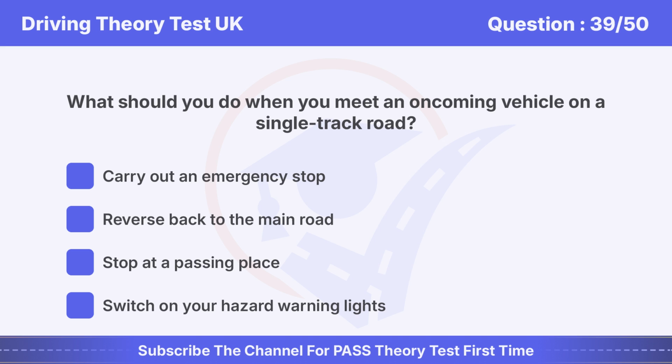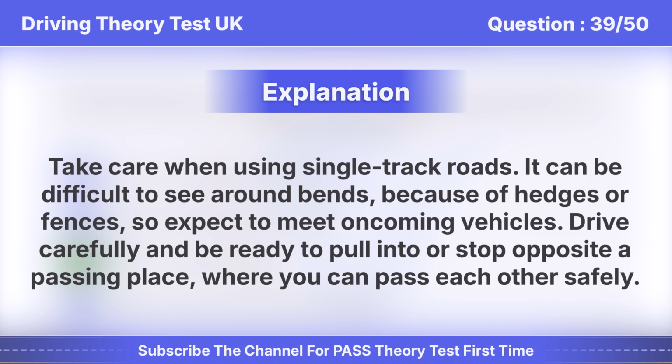Question 39. What should you do when you meet an oncoming vehicle on a single-track road? Answer is C. Stop at a passing place. Take care when using single-track roads. It can be difficult to see around bends because of hedges or fences, so expect to meet oncoming vehicles. Drive carefully and be ready to pull into or stop opposite a passing place, where you can pass each other safely.